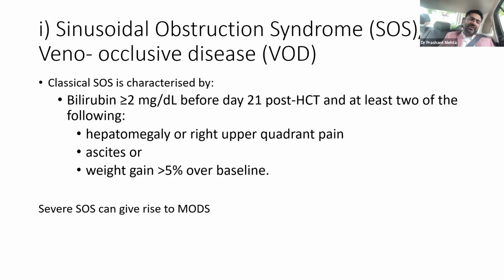So this is the problem, veno-occlusive disease or SOS: bilirubin greater than or equal to 2 before day 21 of HCT and at least 2 of the following criteria. But sometimes it can present with one or few different features, and still your index of suspicion should be there. With any weight gain or right hypochondrial pain, your eyes should be out to treat this complication early and manage it accordingly. Next slide.